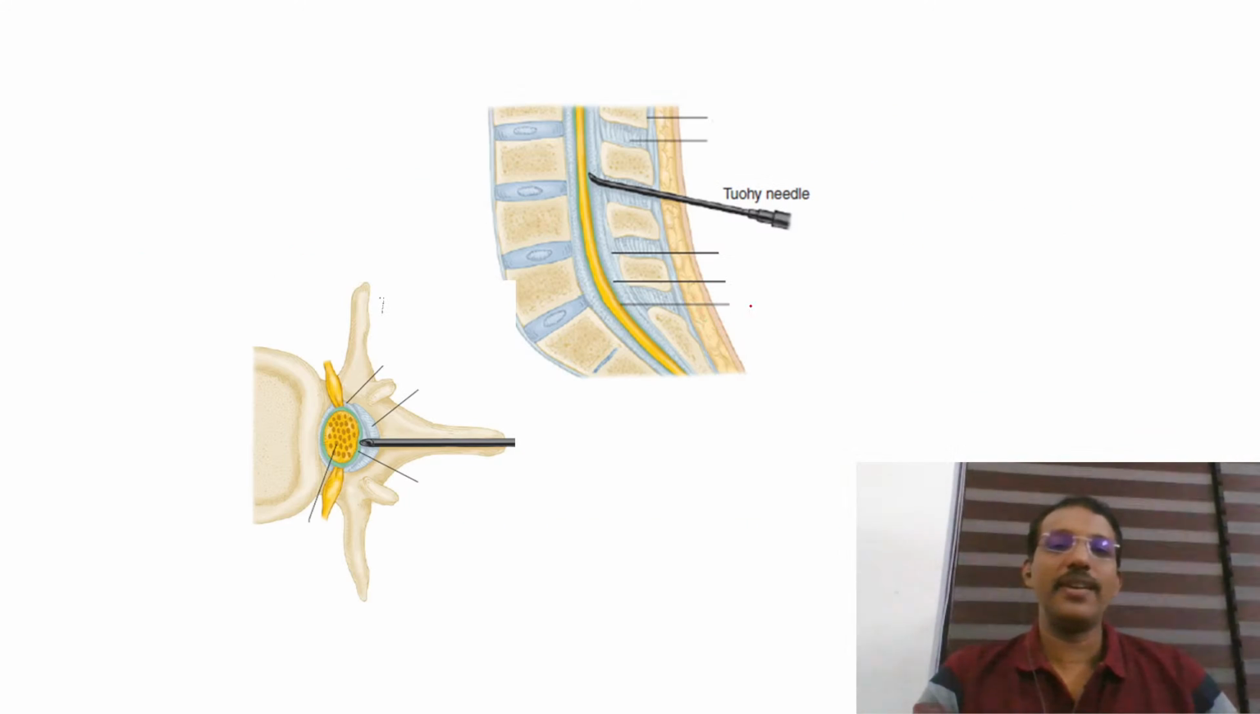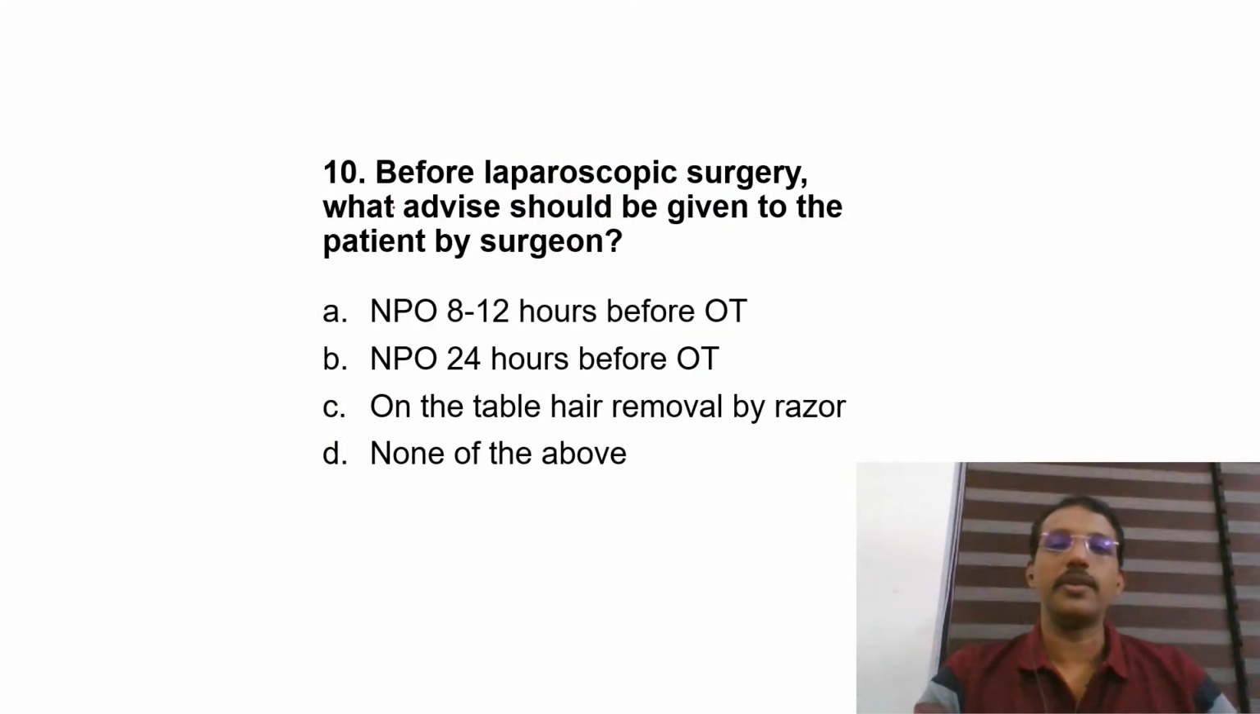Now, this is what we have done before. We have seen how a Tuohy needle goes inside between supraspinous, interspinous, then ligamentum flavum, and then outside the dura. Now, coming to that, before laparoscopic surgery, what advice should be given to the patient by the surgeon? This was a last year question. Any takers for this answer?